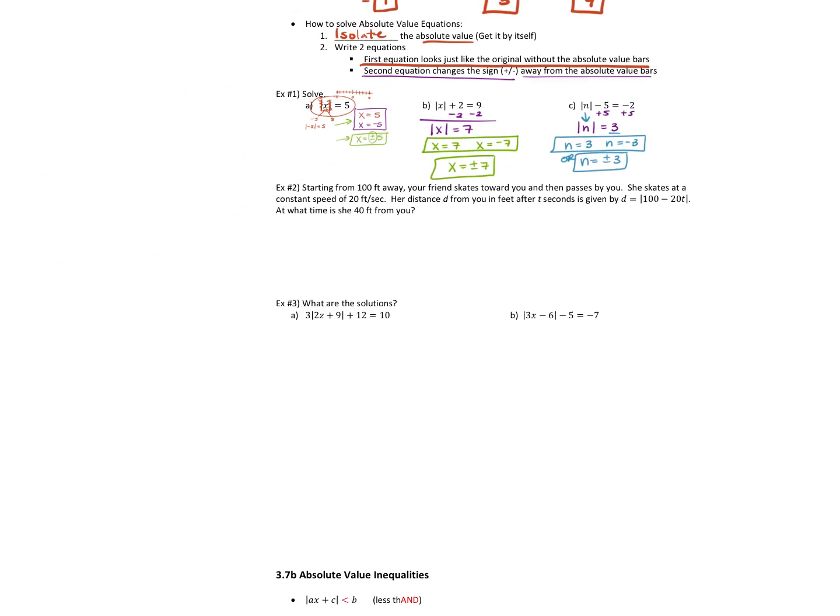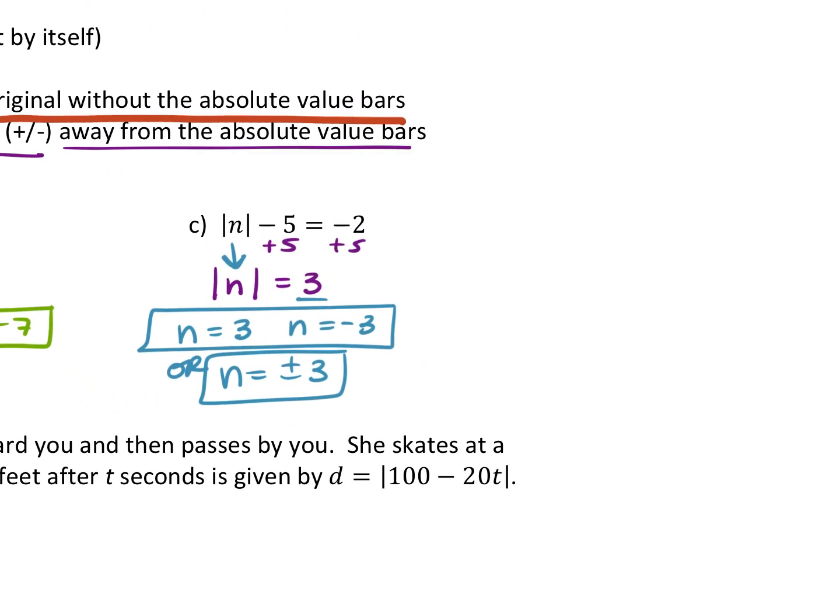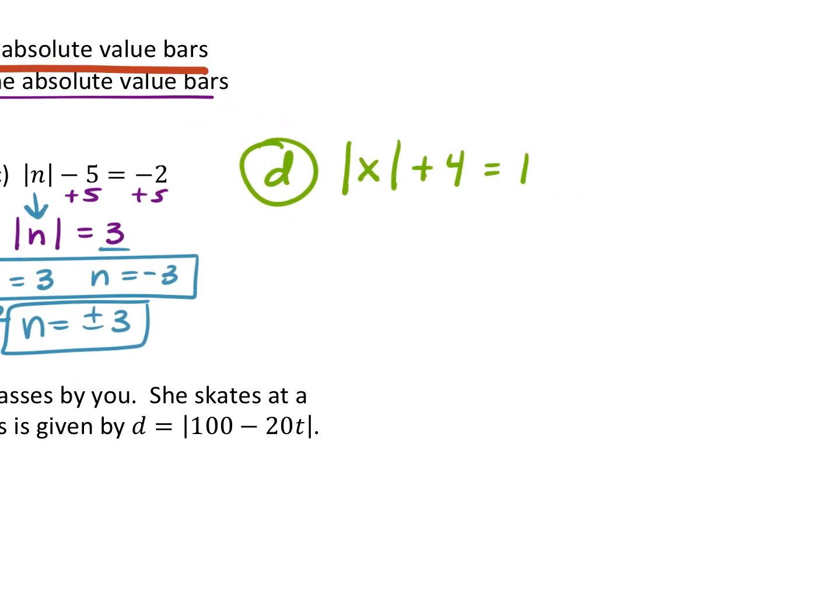Okay, I have one other thing to show you about this that I didn't put in the notes, and I'm not sure why I didn't, but let's just do a letter D here. What if I say the absolute value of x plus 4 equals 1? Your first step is to subtract 4. So this says the absolute value of x equals -3.